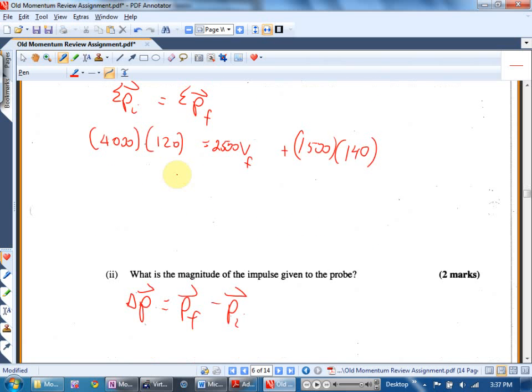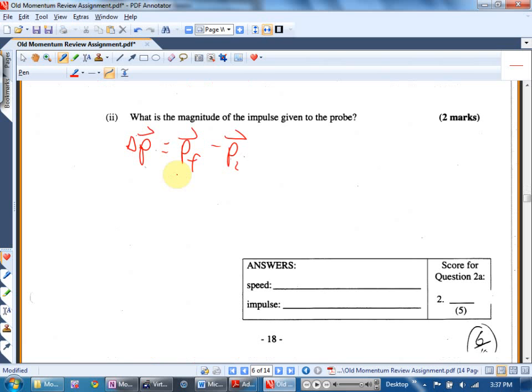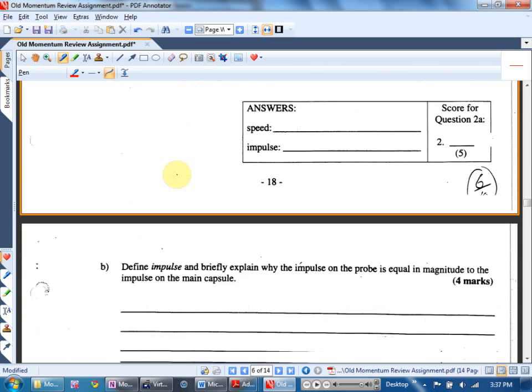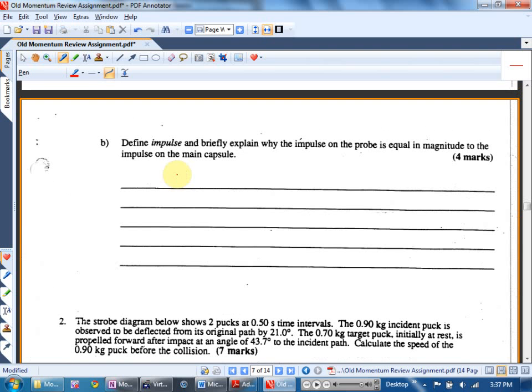How else could they change this? If the explosion lasts for 0.03 of a second, what was the average force acting on the probe? That's where you would use F delta t, once you found this answer. Oh, here's a written explanation. Define impulse for me.